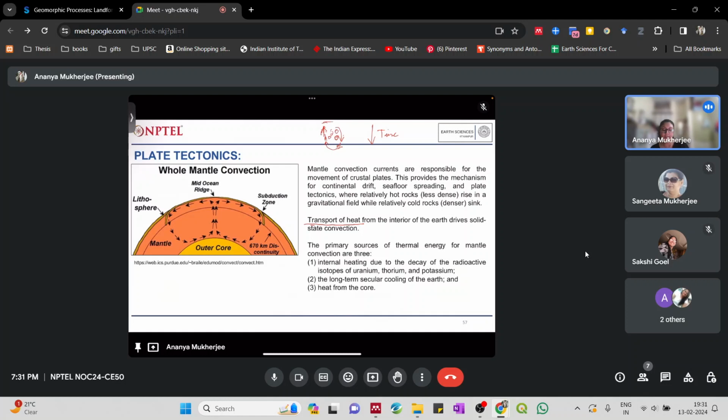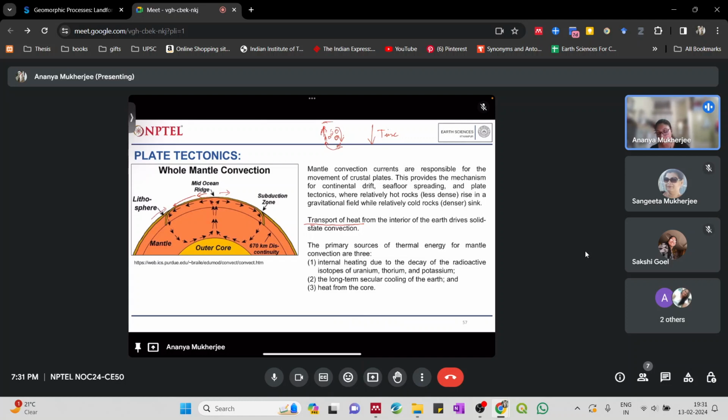So the hot material is going to come to the surface, and then it is going to cause these plates to move away from each other. Now this plate is moving from here, and then it collides with this plate.